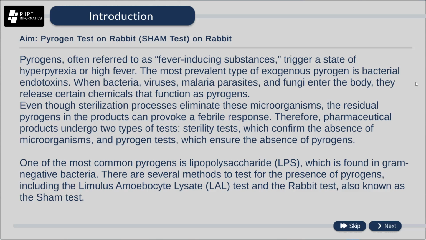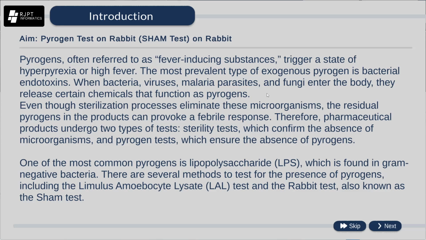At first, let us see the introduction part. The introduction part says pyrogens, often referred to as fever inducing substances, trigger a state of hyperpyrexia or high fever. The most prevalent type of exogenous pyrogen is bacterial endotoxins. When bacteria, viruses, malarial parasites, and fungi enter the body, they release certain chemicals that function as pyrogens.